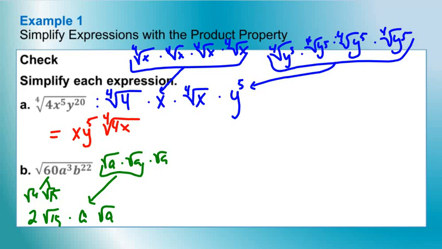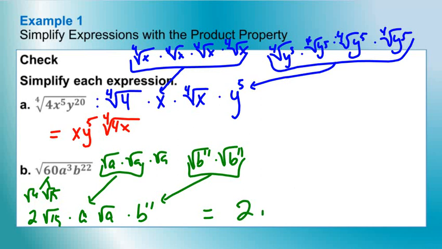And then I have b to the 11th. So I could do the square root of b to the 11th and the square root of b to the 11th. These two would form b to the 11th. So my final answer would be 2a b to the 11th times the square root of 15a.